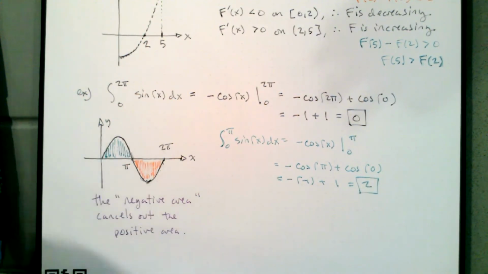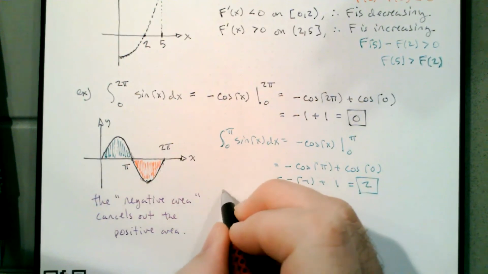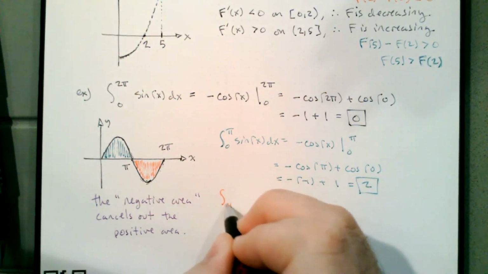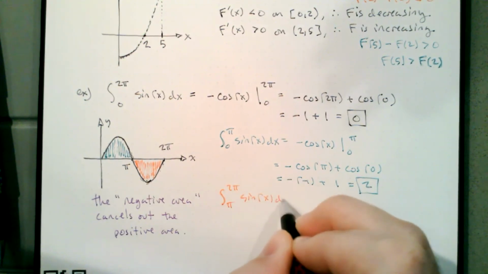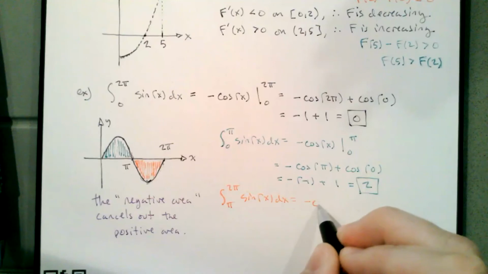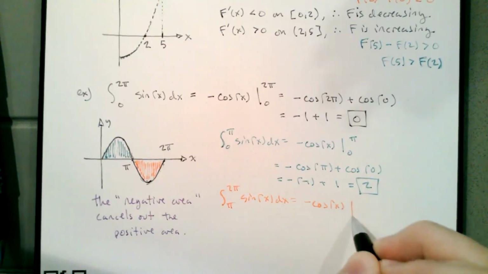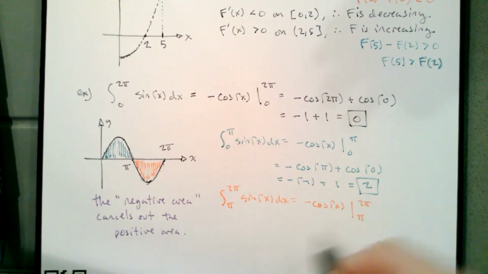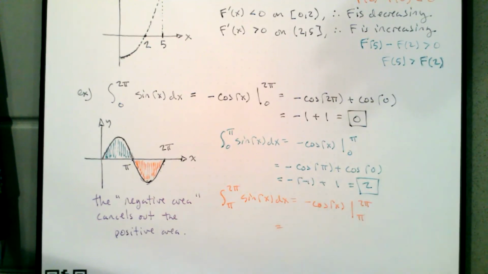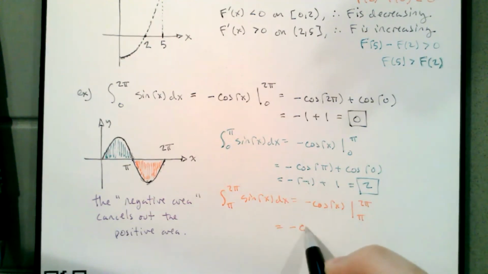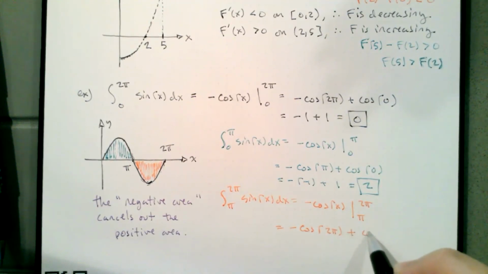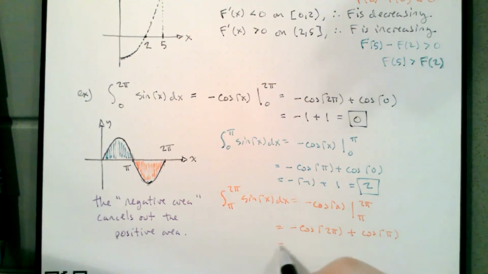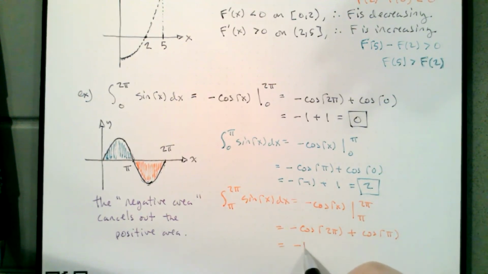On the negative area part, if we integrate from pi to 2 pi of sine x dx, we get a minus cosine, the antiderivative, evaluated from pi to 2 pi. So now we just have the same expression the other way around. We have the minus cosine of 2 pi minus a negative cosine of pi. Cosine of 2 pi is equal to 1, and cosine of pi is equal to negative 1.